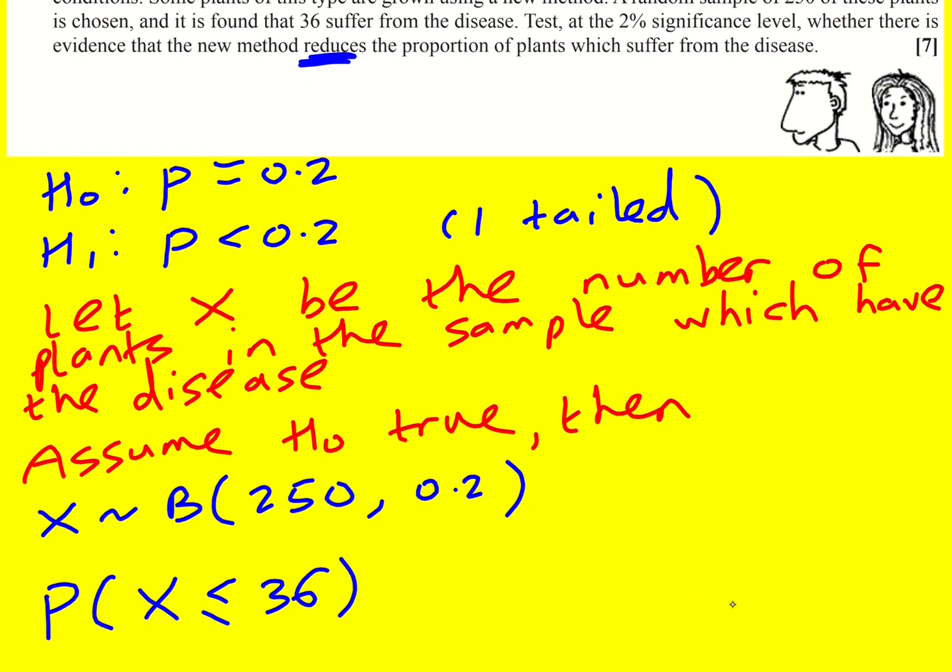But you've got to remember, as you take a larger and larger sample, each individual probability becomes smaller and smaller. But when you start adding them up, that's when you get a sizable probability. So we can't just look at the single value. It's actually 36 and everything below. What is the chance of that happening?